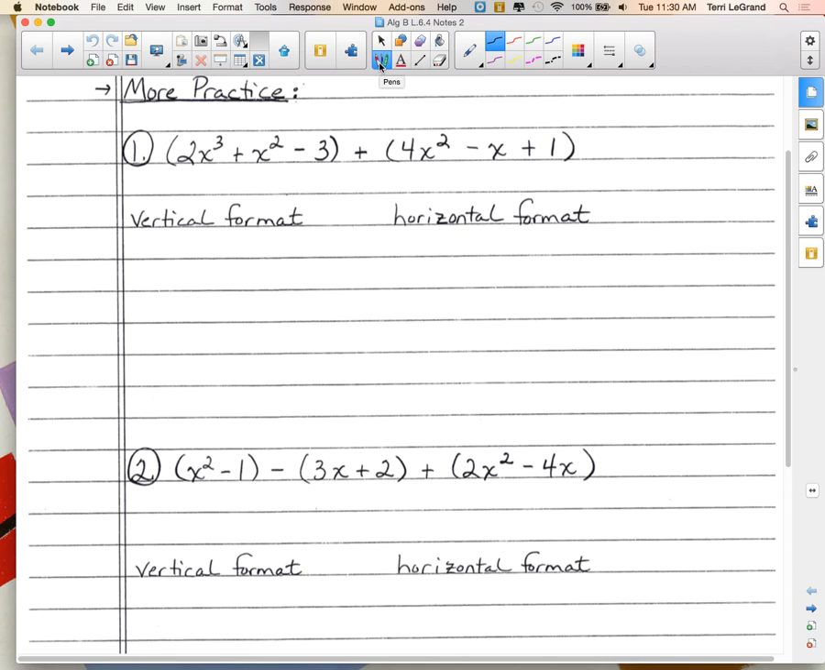Okay, so let's look at that first addition problem we have here. We have two polynomials. The first one, what could we classify that first polynomial as? I want you to name it. What's its name? Everybody come up with a name for the first polynomial.